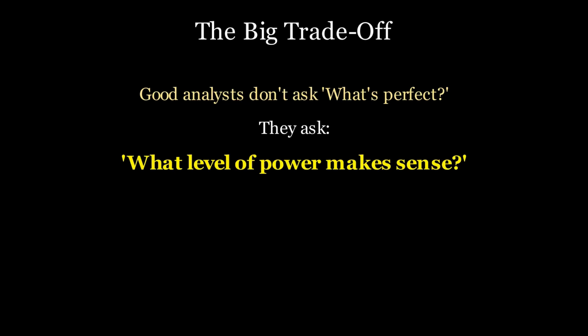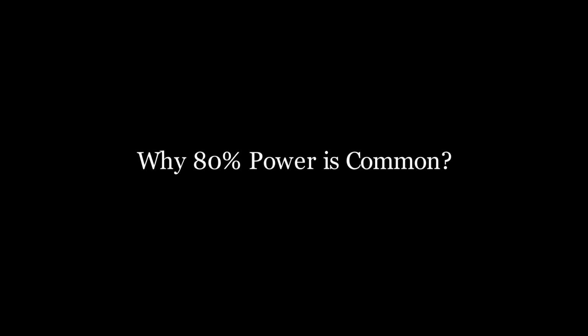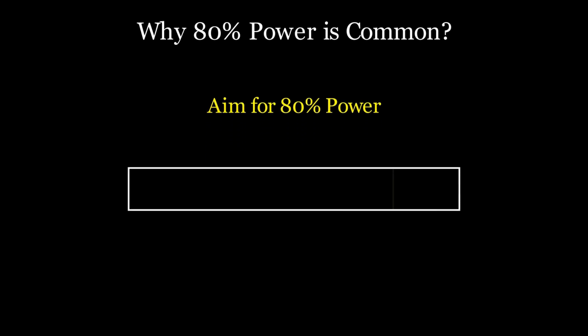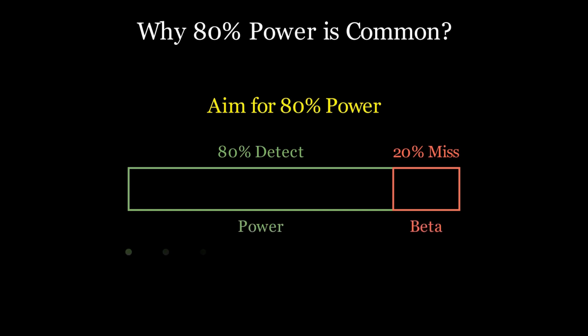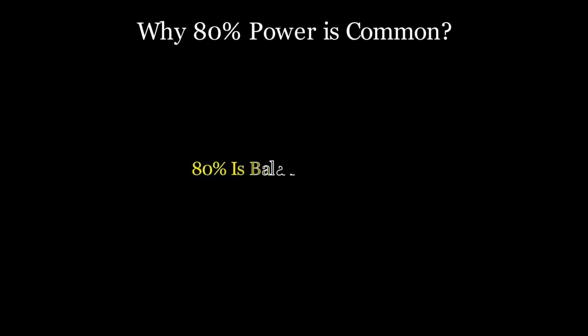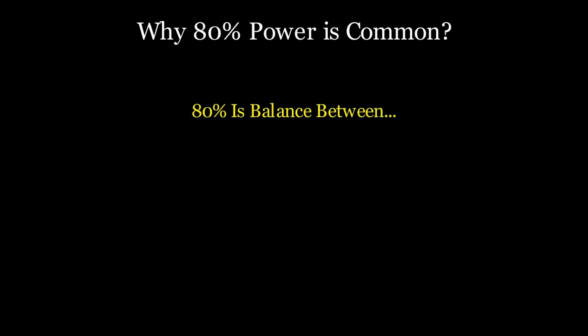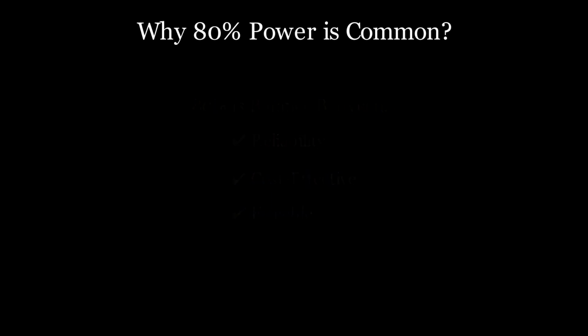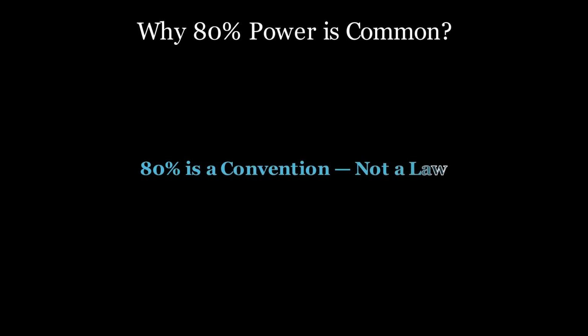So, with all these trade-offs, how do analysts decide what level of power is enough? You will often hear: aim for 80% power. Why? Because it means you will detect a real effect 80% of the time and miss it 20% of the time. It is not perfect but often practical. So, 80% became a balance between reliability, cost, and feasibility. But remember, 80% is a convention, not a law.